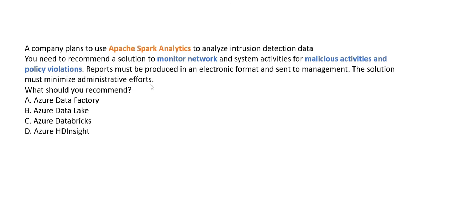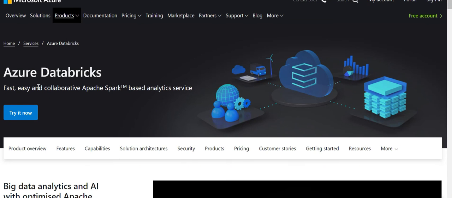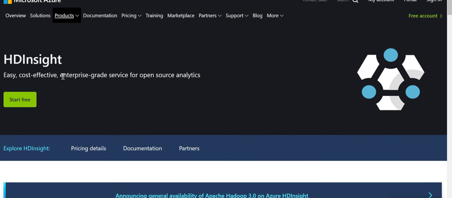So these are the options. There are two things: Apache Spark Analytics. For Apache Spark Analytics, only two tools can do it: Azure Databricks and HDInsight. That's how you remove the first two options, because Data Factory is an ETL and Data Lake is a big comprehensive storage platform. So you can do Spark Analytics using HDInsight and Databricks. Databricks is a collaborative Apache Spark based analytics service, and HDInsight is an enterprise grade service for open source analytics.